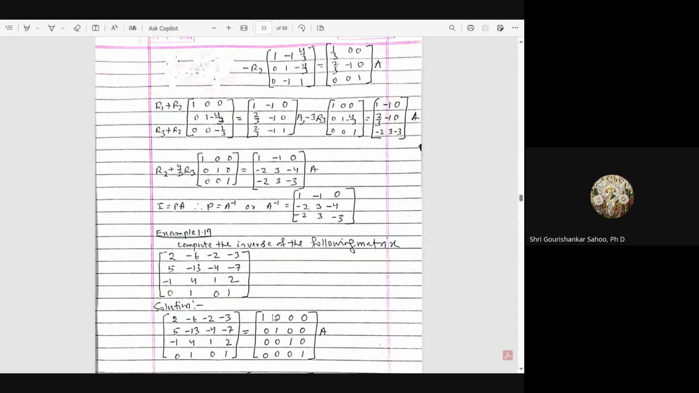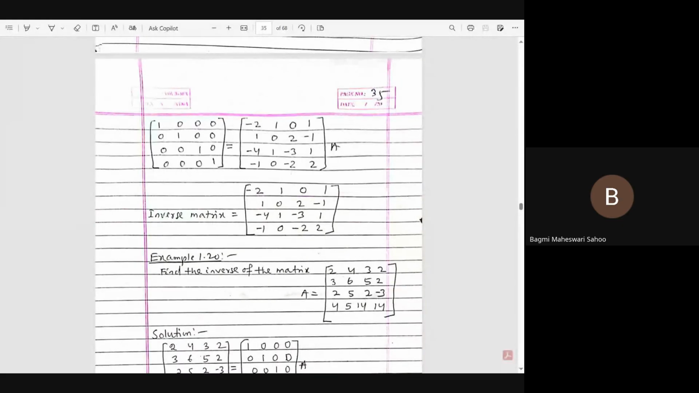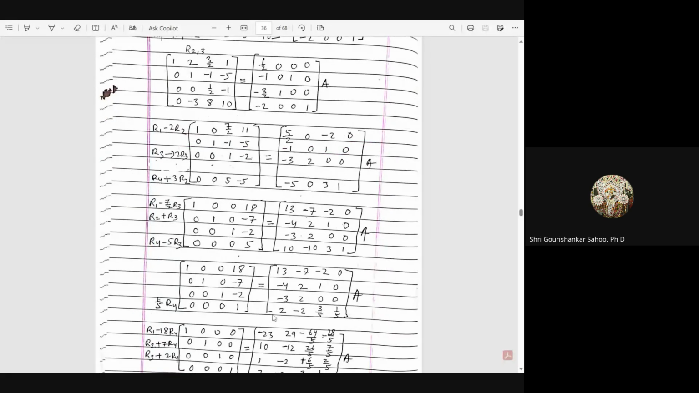You can have it. Similarly, you can find the inverse of minus 2, minus 6, minus 3, minus 13, minus 4, minus 7, minus 1. Okay, then minus 2, 1, 0, 1, 1, 0, 2, minus 1, minus 4, 1, minus 3, 1, 0, minus 2, 2. Similarly, there are some more examples.